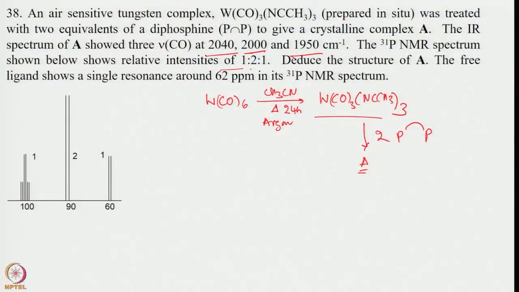Then the 31P NMR spectrum shown below, relative intensities are 1:2:1. So we are getting this pattern here. One is a doublet, another one is a triplet of doublets. So how do we arrive at this? Now we have to deduce the structure and then interpret the data given here. It retains octahedral geometry.